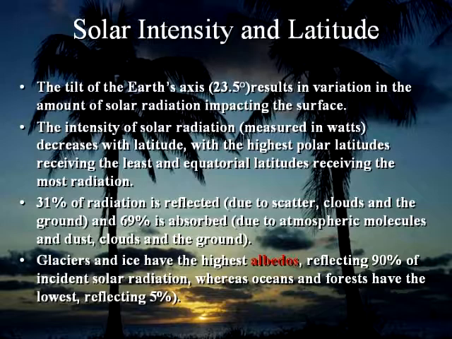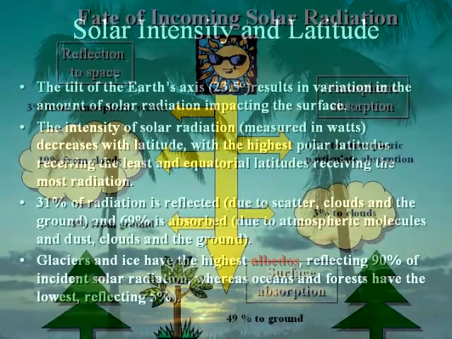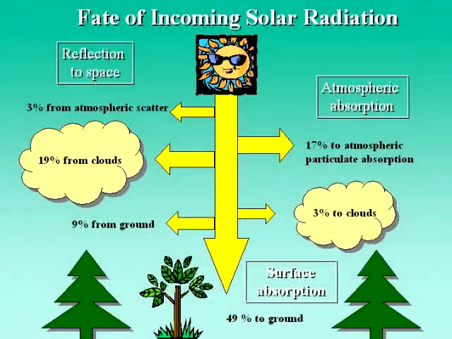Things like glaciers and ice reflect most of the solar radiation that hits them, so they are, in essence, cooling agents for the Earth's surface. They have what's referred to as high albedos because they reflect so much of the solar radiation. Things like oceans and forests, on the other hand, tend to absorb most of the radiation that hits them. Let's look at a graphic that illustrates this.